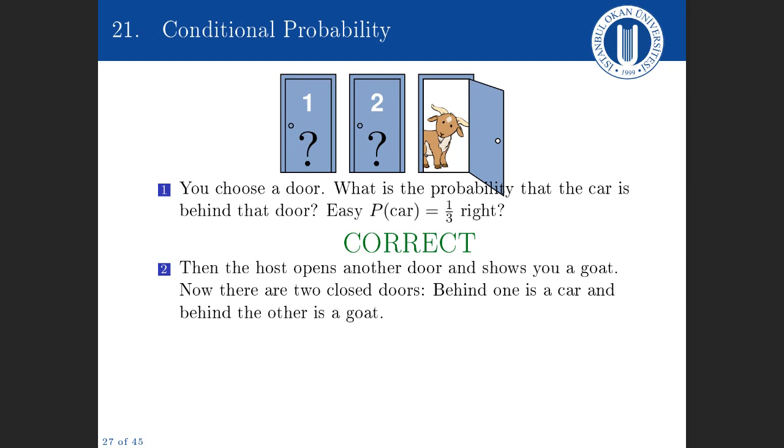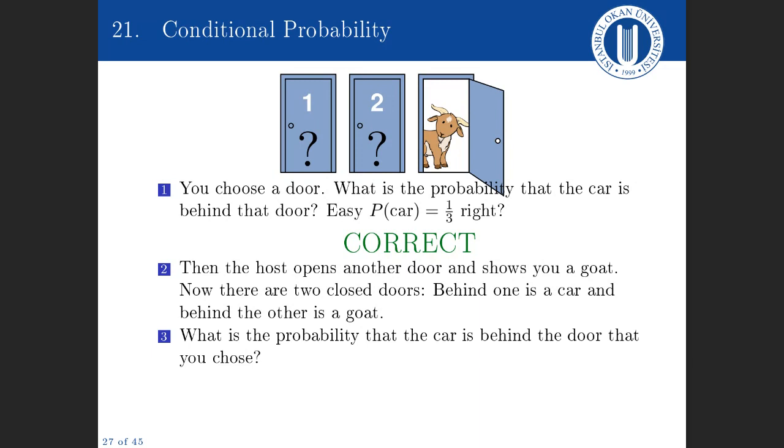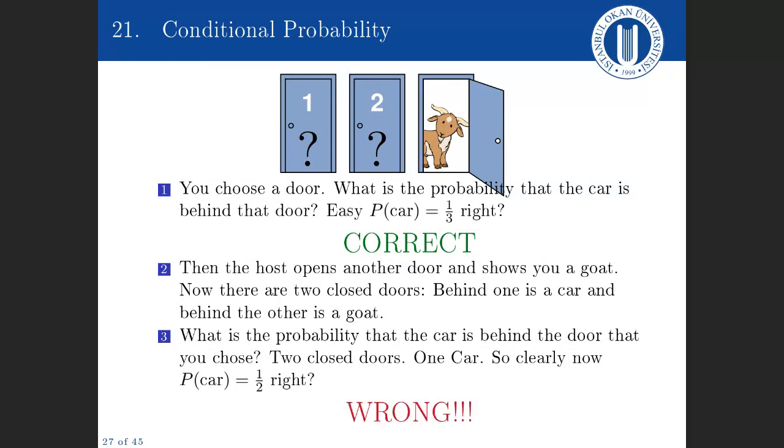So that means now there's 2 closed doors. Behind one of these doors is a car, and behind the other one is a goat. What is the probability that the car is behind the door that you chose? So there's 2 closed doors. One of them has a car, one of them has a goat. So the probability that the car is behind the door that you chose is 1 over 2, right? No, that's wrong.